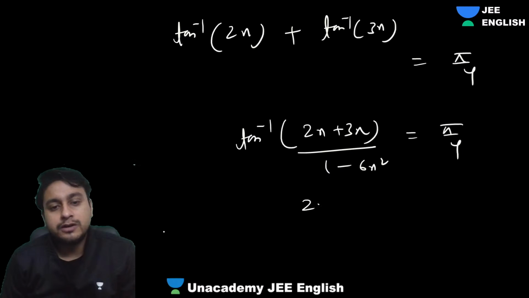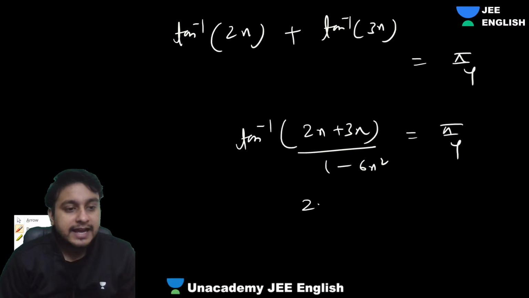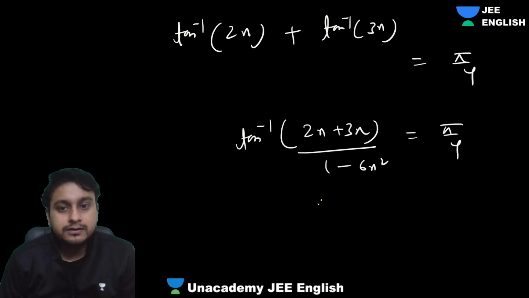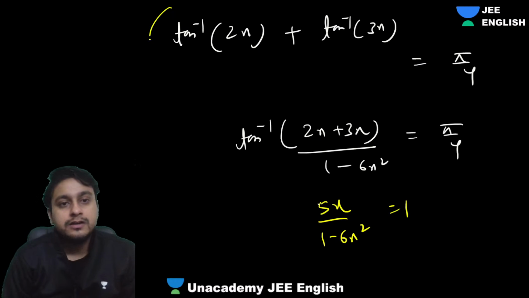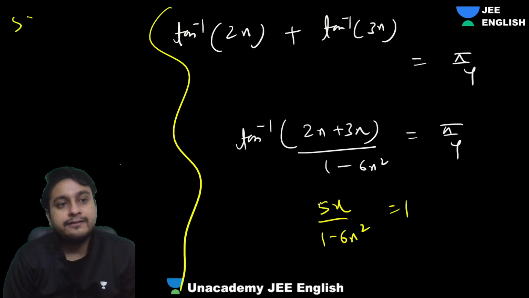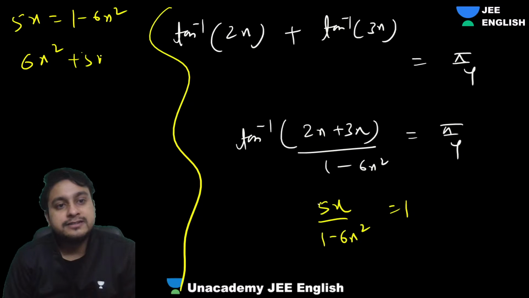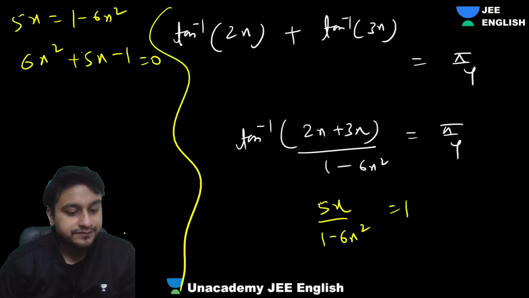Which will go that side, giving us what? 5x. Tan pi by 4 is what, guys? 5x upon 1 minus 6x square equal to 1. So we will be getting what, guys? 5x equals 1 minus 6x square. So what are we getting? 6x square plus 5x minus 1 equal to 0.